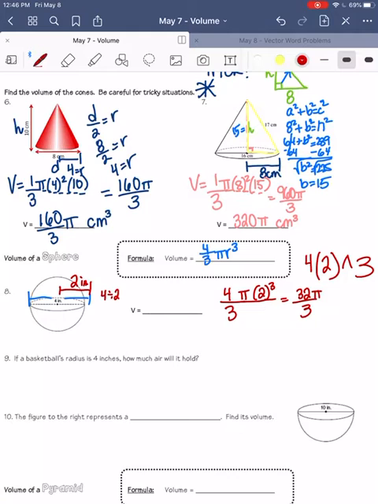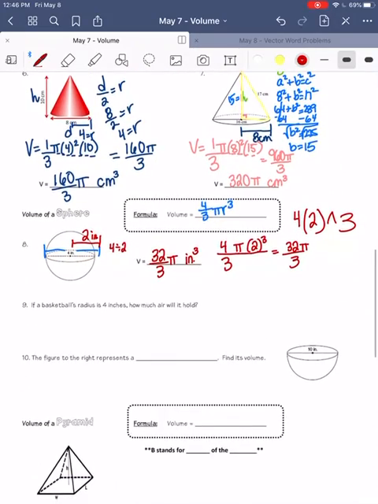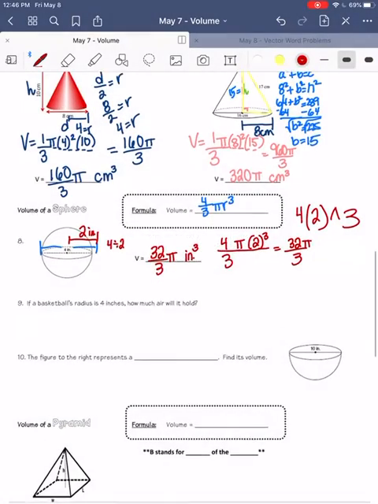And then we just want to ask ourselves, is 32 divisible by 3? The answer is no, so I'm just going to leave it like that. So 32 over 3 pi, and what was our unit? Inches cubed. Okay, does that make sense? Sphere is pretty straightforward because you really only have to have one thing, which is the radius.